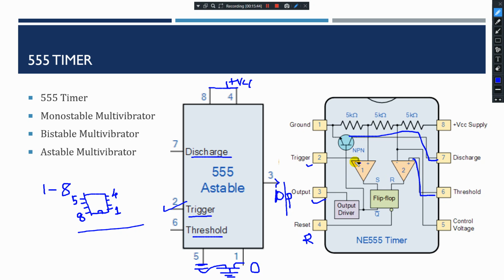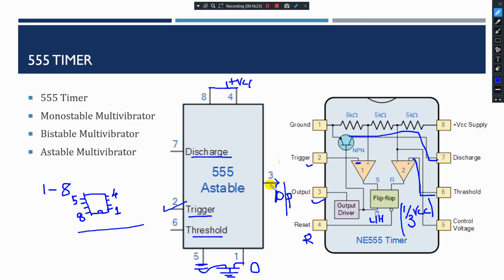A negative pulse on this pin sets the internal flip-flop. When the voltage drops below 1/3 VCC, that is important, the output switches from low to high. So the trigger pulse is a negative pulse. It causes your output to go from low to high when the input falls below 1/3 of VCC. That is the trigger pulse of your 555.